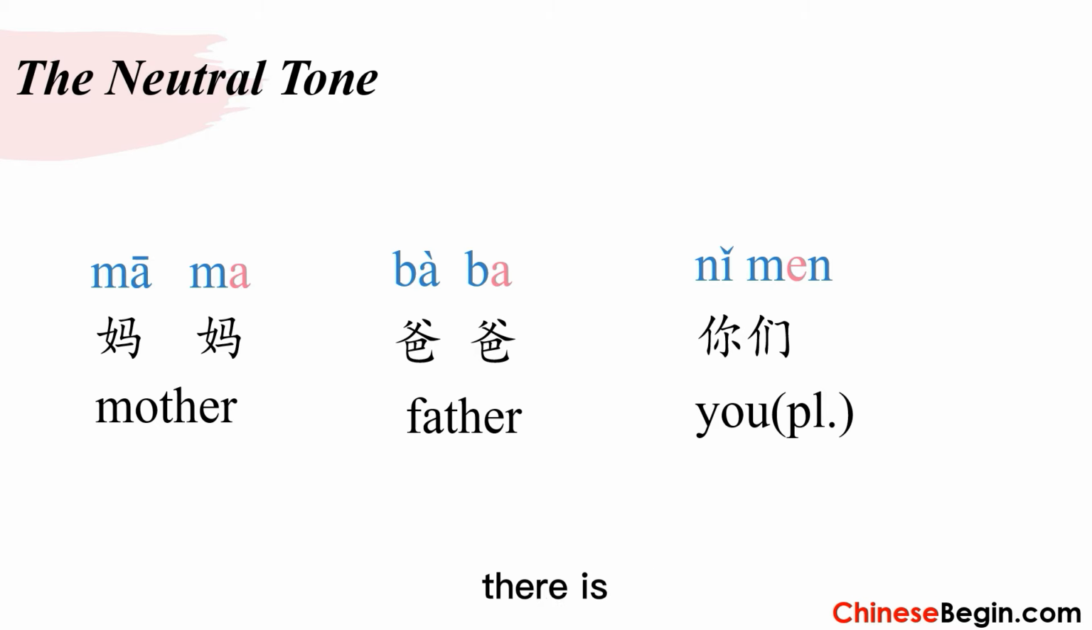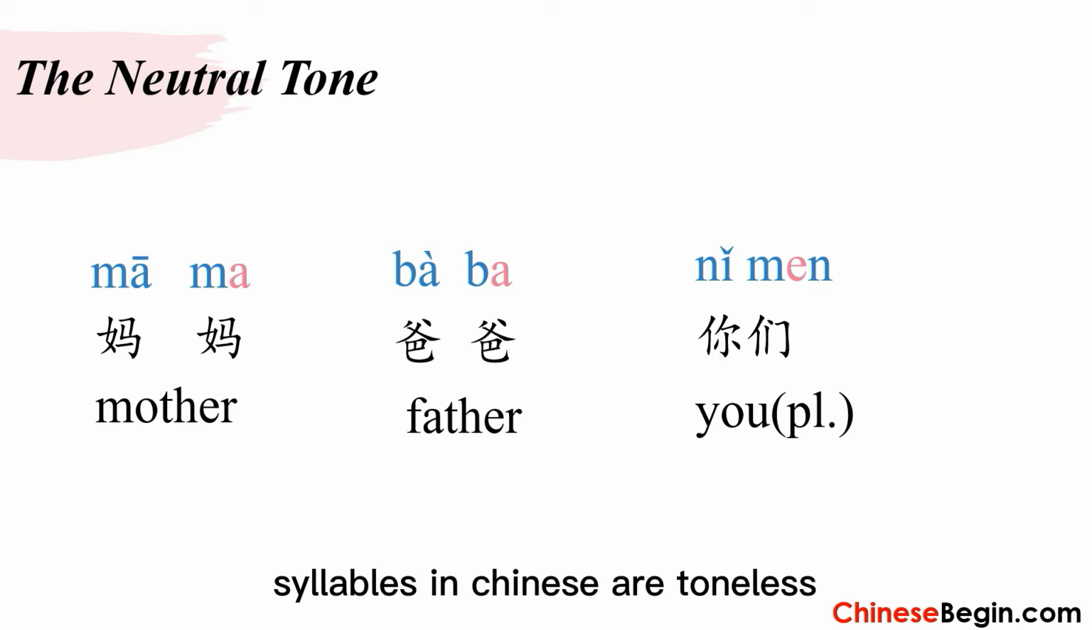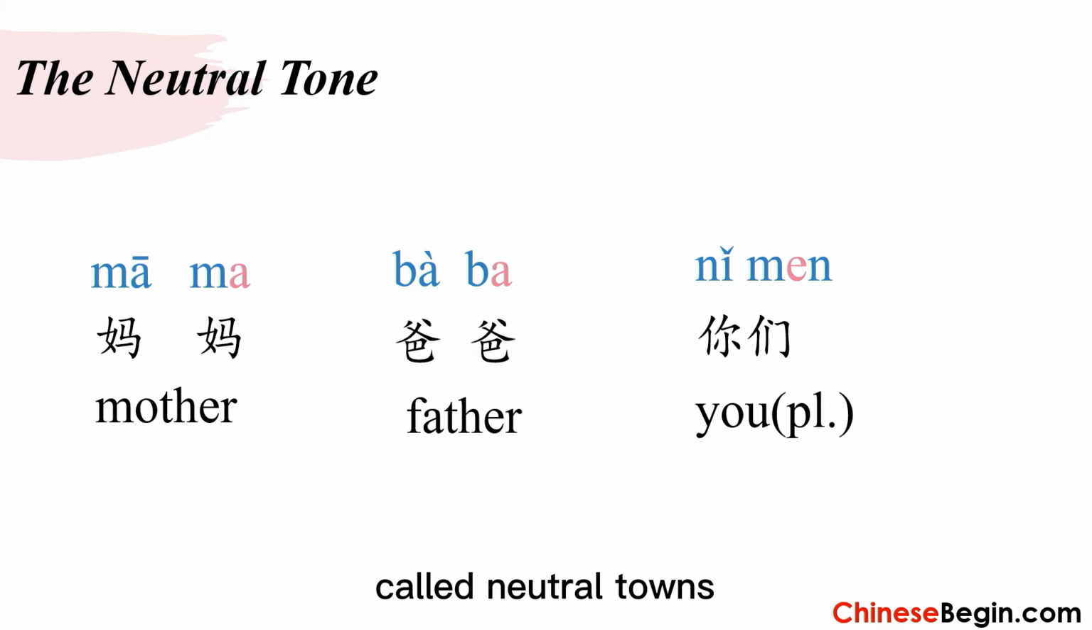Except for the main tones, there is another tone, the neutral tone. Disregarding the tones of the characters they represent, some syllables in Chinese are toneless, and they are pronounced light and short. These syllables are called neutral tones. The pitch of a neutral tone is affected by the tone of the preceding syllable, and there is no tone indicator above the vowel letter.